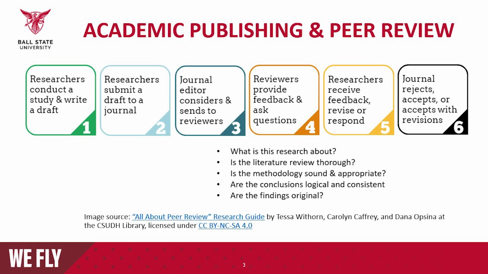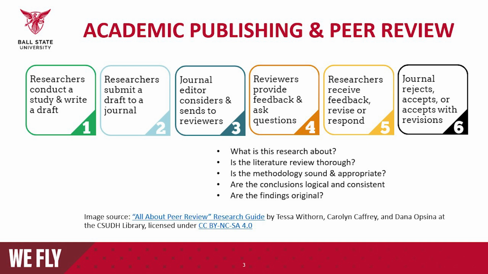Let's take a look at the academic publishing process to learn more. In order to get research published in a peer-reviewed journal, scholars first conduct a study and write a draft. Next, the researchers find a journal they would like to publish in and submit their draft. The editor of the journal reads the draft article and considers whether it's a good fit for their publication. If it is, the editor then sends the article to expert scholars within the same field of study for a process known as peer review.